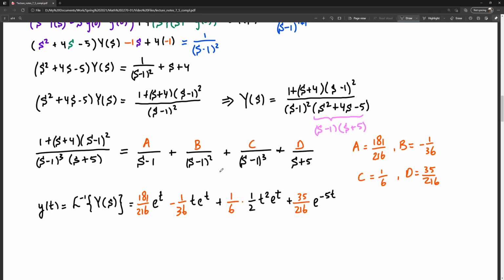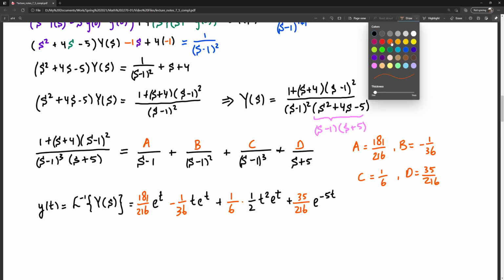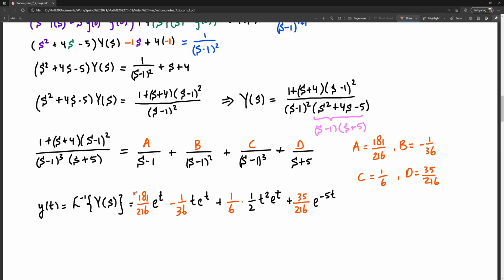And that is our final solution to this differential equation, to this initial value problem.